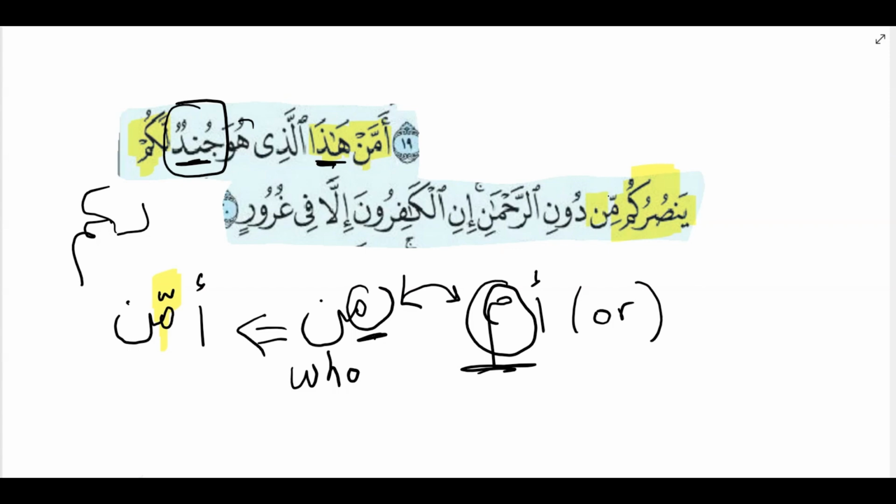Min dunir-Rahman, besides Ar-Rahman, the most compassionate one. So who is he really that's going to give you this victory if it's not Allah, the most compassionate? That's what the disbelievers think. Inil kafiruna illa fi ghurur: verily, the disbelievers are only in a state of arrogance and delusion. So indeed, the disbelievers are only lost in delusion.